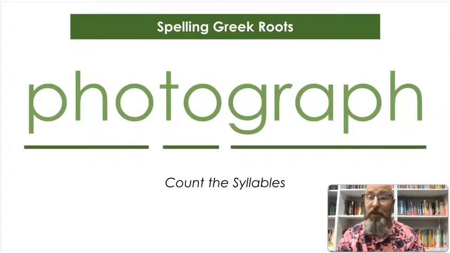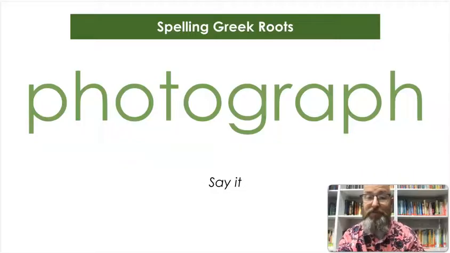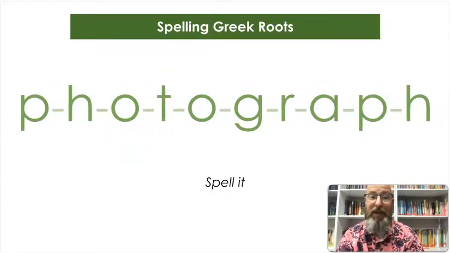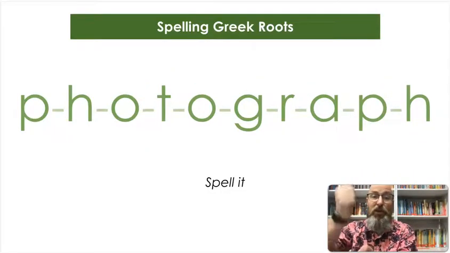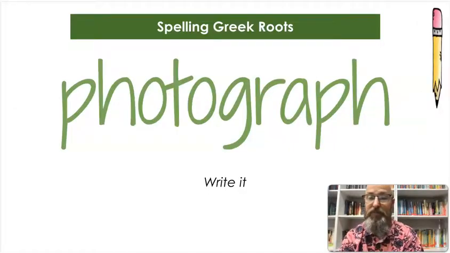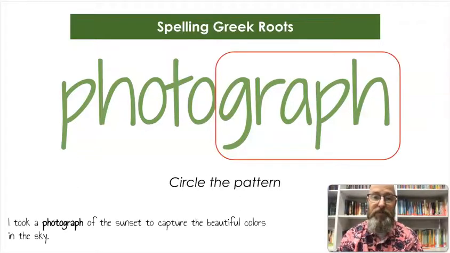Count the syllables. Photograph. Let's spell it. P-H-O-T-O-G-R-A-P-H. Photograph. And let's write it. P-H-O-T-O-G-R-A-P-H. Let's circle the pattern graph. I took a photograph of the sunset to capture the beautiful colors in the sky.